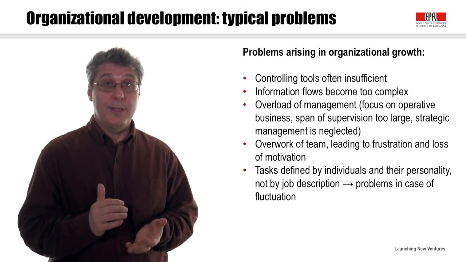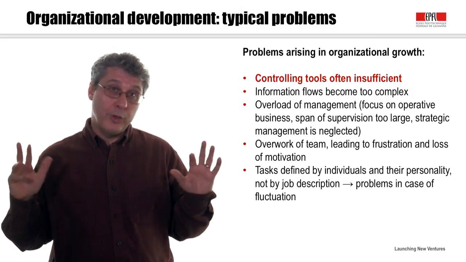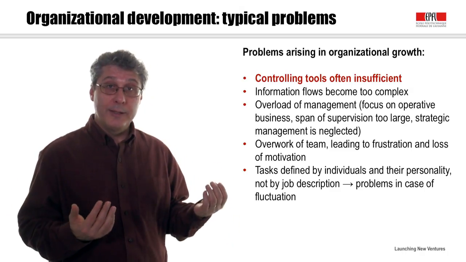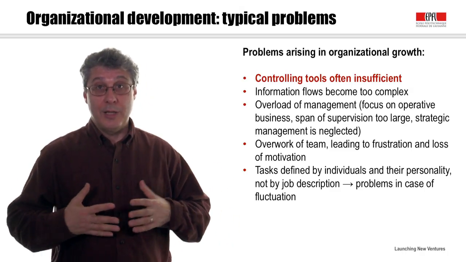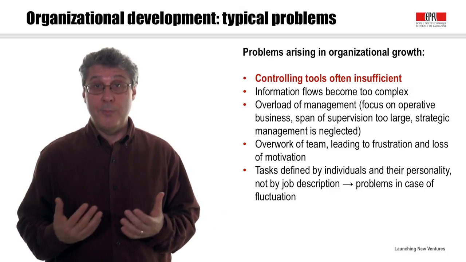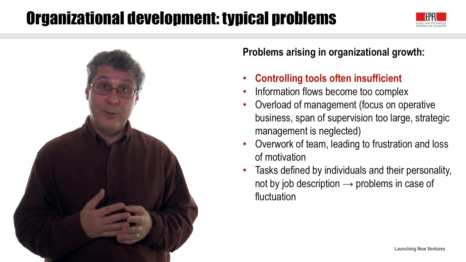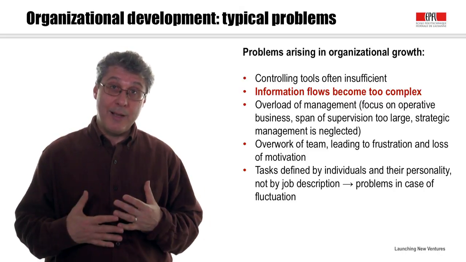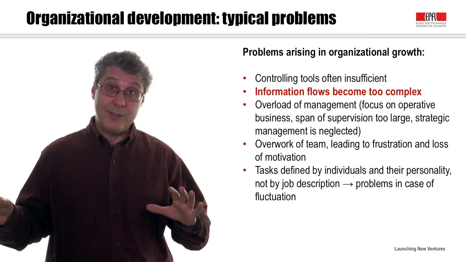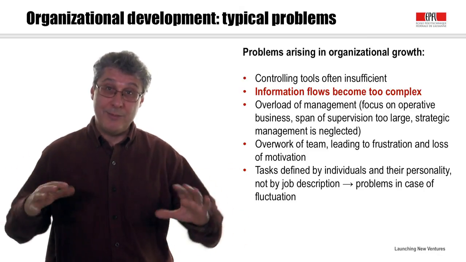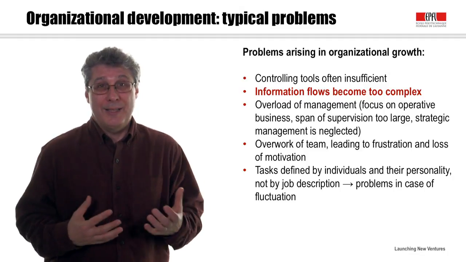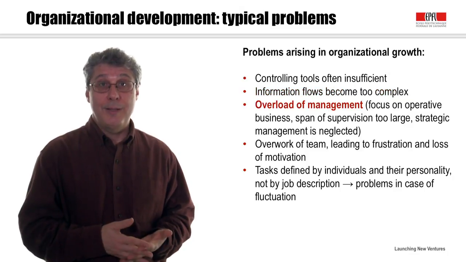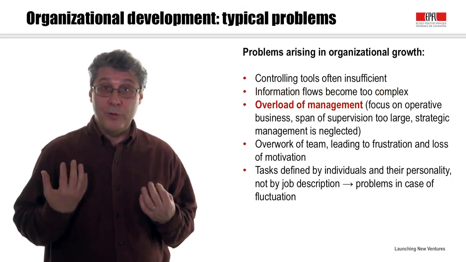So, the first is that your controlling tools, which is usually word of mouth and network control, as we mentioned before, are insufficient to handle a larger number of employees and a larger number of tasks and specialists. So the information flows become too complex, because if everyone's communicating to everybody and you have some specialists but no one is really clearly making decisions because you're in kind of startup mode, the information flows become too complex to actually use. Management becomes too overloaded.